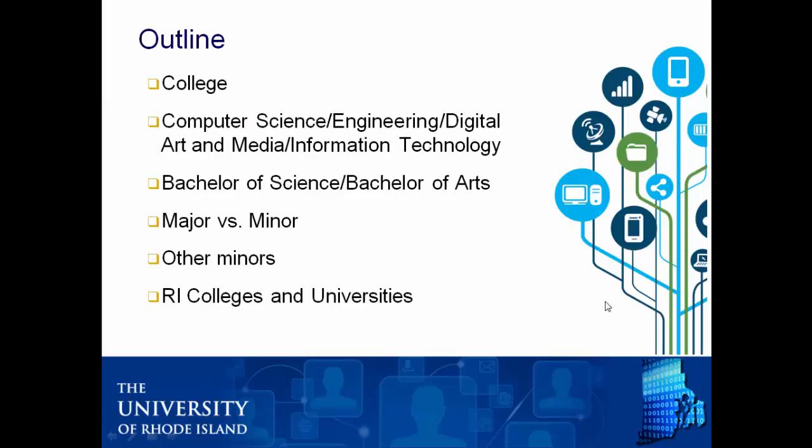And I'm going to talk about what it's like to study computer science in college. I'll start by talking a little bit about how it is to apply to a computer science program in college. Then I'll get into the difference between computer science, engineering, digital art and media, and information technology. One of the other choices that I'll explain is the difference between a Bachelor of Science and a Bachelor of Arts, or picking between a major or a minor in computer science, or some other minors that you might want to do. And I'll complete by talking about some of the computer science programs at Rhode Island colleges and universities.